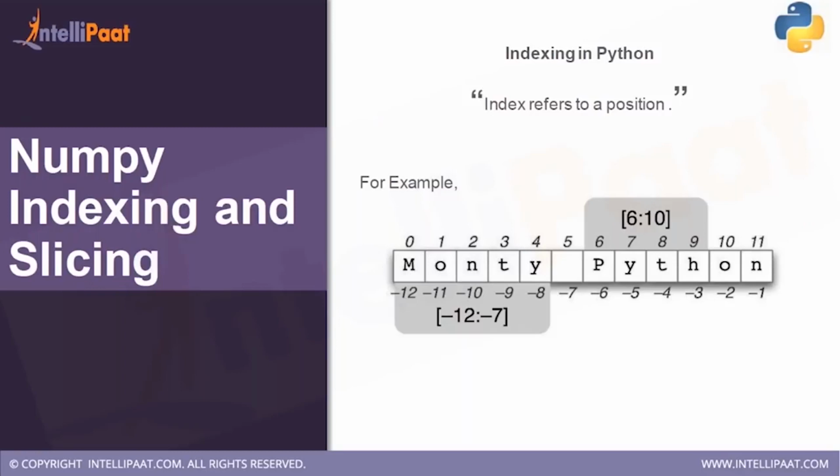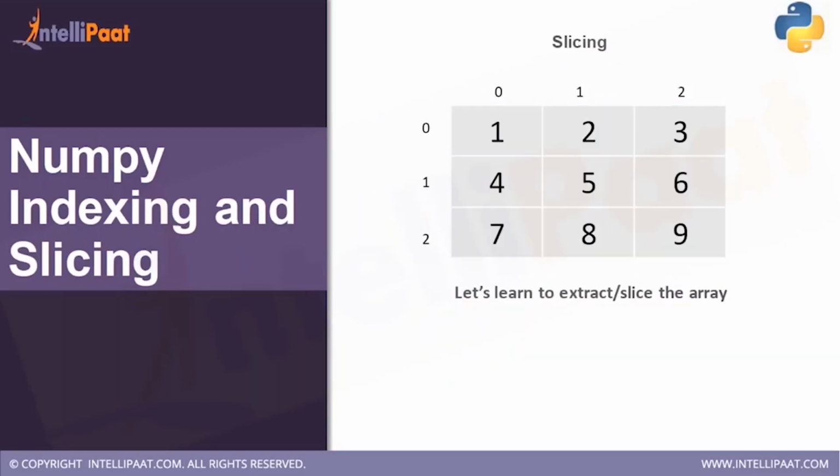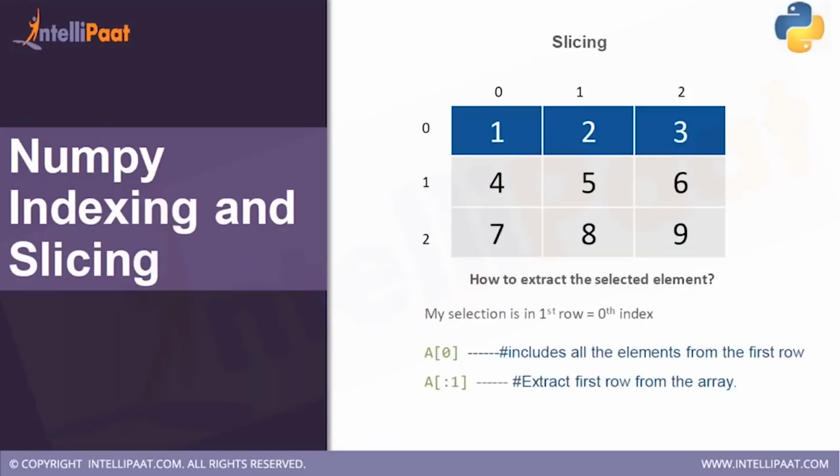Okay, now when we do a 6:10, that means it is from 6 till 10, like that indexing is done. Okay, next is slicing. So A[0], if you see this matrix 1 2 3 4 5 6 and 7 8 9, if you go for A[0], then it will print all the elements of the first row. That's how the first row will be 0th index and the first column will be 0 index. If you go then within brackets :1, that will also return you the same thing.